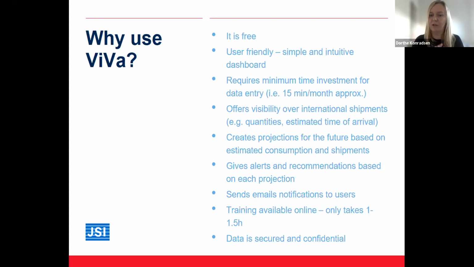It makes projections of the stock levels based on the consumption and shipments coming into the countries, and then gives alerts and recommendations on how to handle different situations to avoid stocking out or having too much stock of the different vaccines. It also sends email alerts, so you don't have to go in and check in the system all the time, but you will get an email every month, so you can go in and see if there are any specific situations that you need to handle.